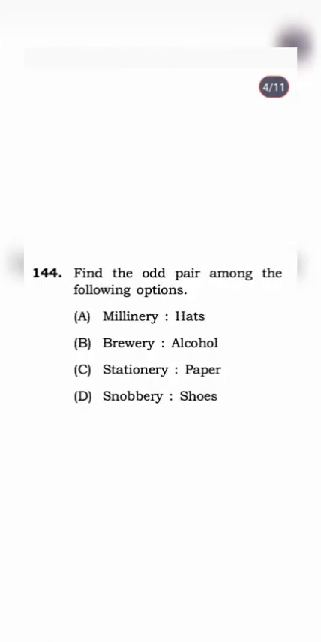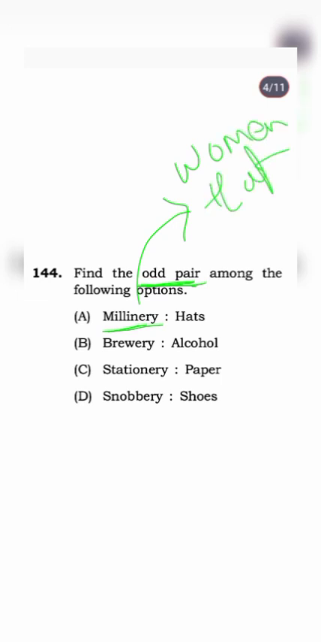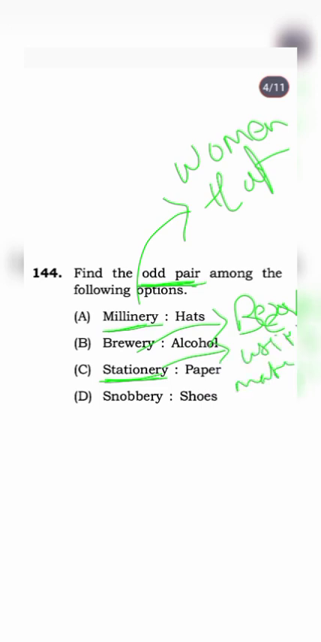See, this is our meaning of the words, odd pair. Here we have to say, millinery are those who sell women's hats. Those are called milliners. Brewery, you can say, sells beer. Stationery sells writing material. And snobbery is for those who are arrogant, ghamandi in Hindi we can say.